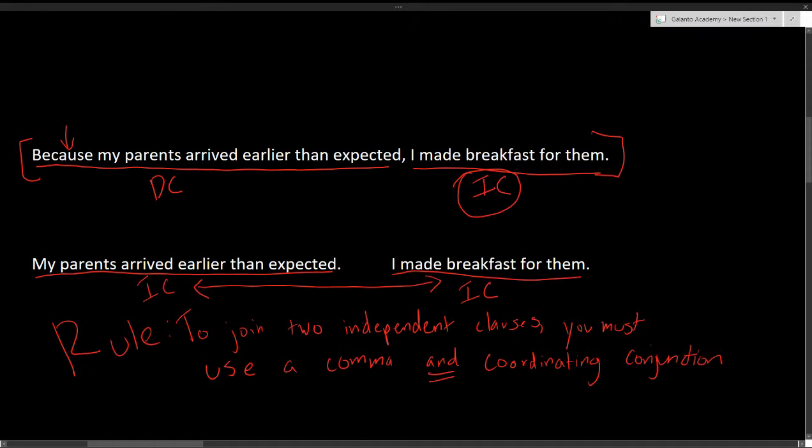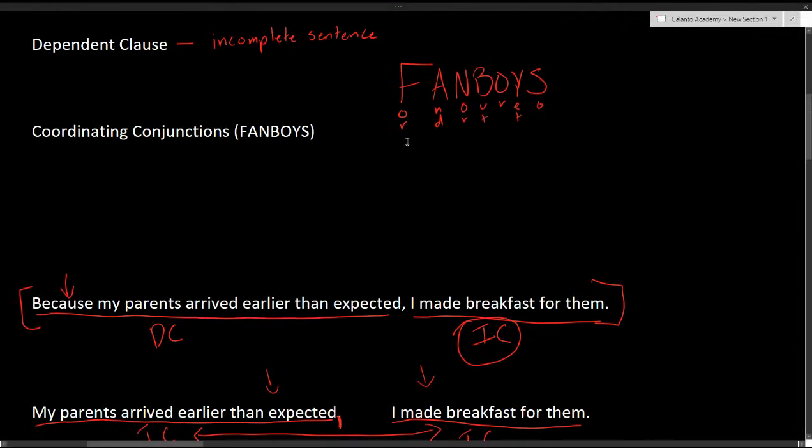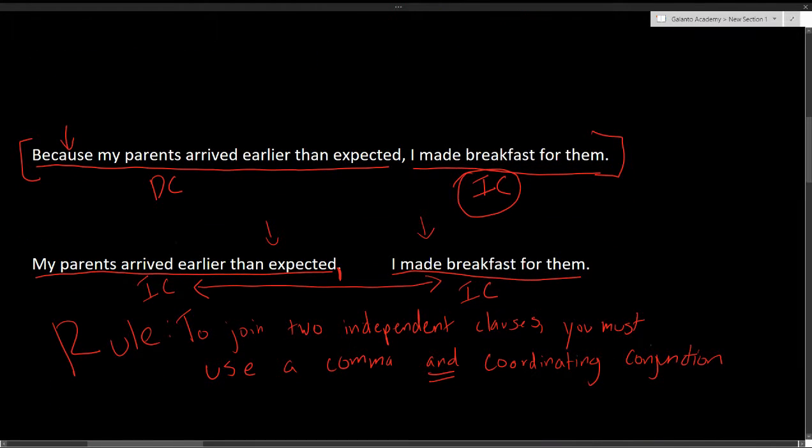So we have our two independent clauses here and here. So to connect them, we're going to change that period to a comma. And then we'll put in one of our conjunctions. Remember, if we look up here, these are the conjunctions we have to choose from. For, and, nor, but, or, yet, so. My parents arrived earlier than expected. I think the one that makes the most sense here would be so. So I made breakfast for them. So this is a grammatically correct sentence, two independent clauses connected with a comma and one of our fanboys.